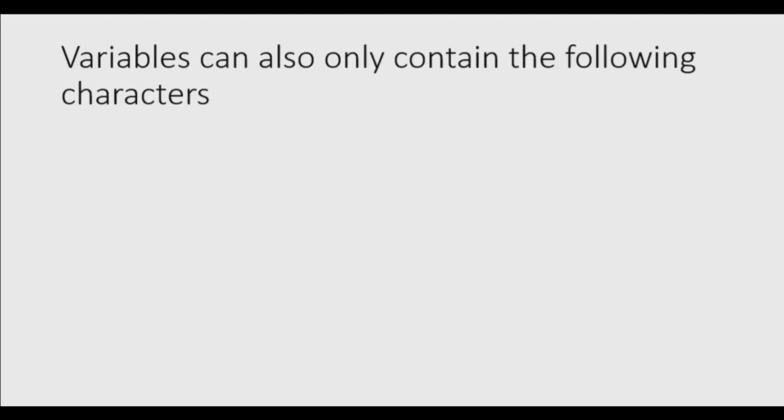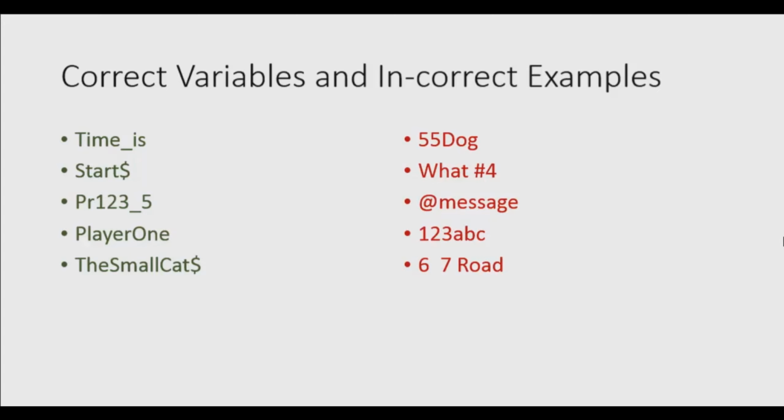Variables can also only contain the following characters: letters, numbers, the $ sign, and underscores. Here are some more examples of correct variables and incorrect variables. Take a second to study the sheet and try to find out the reason why each one is correct and why the incorrect variables are wrong.